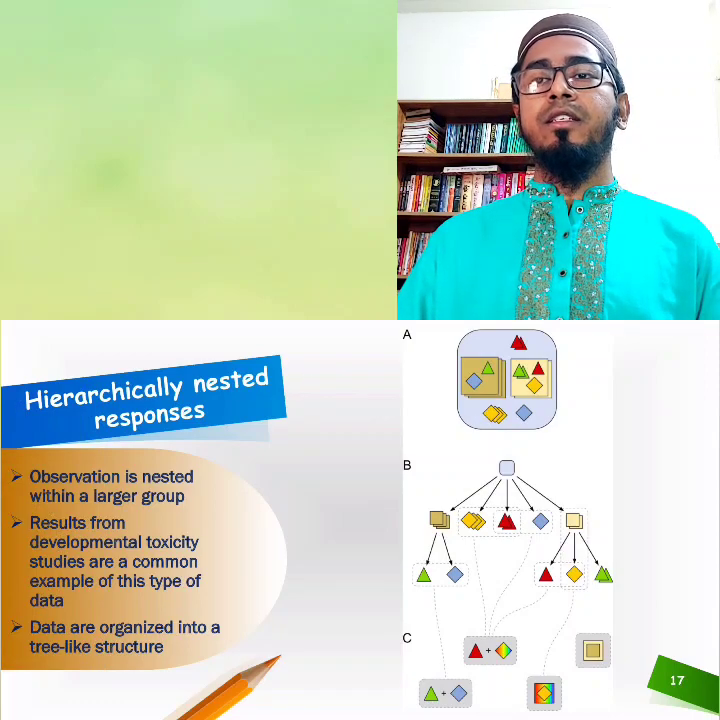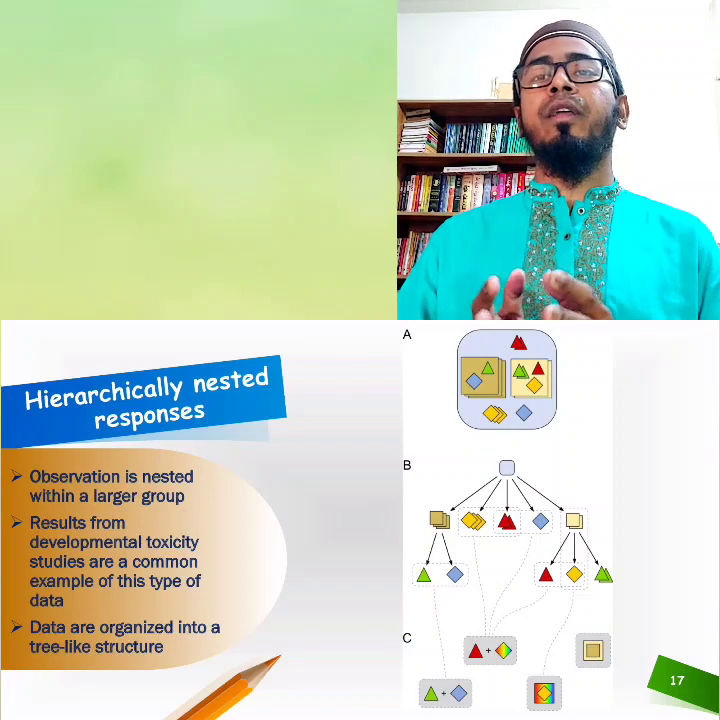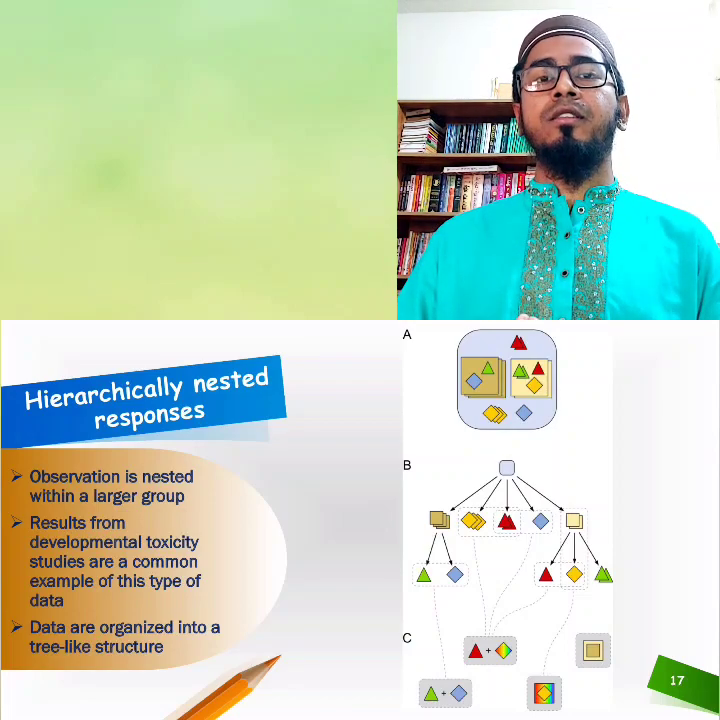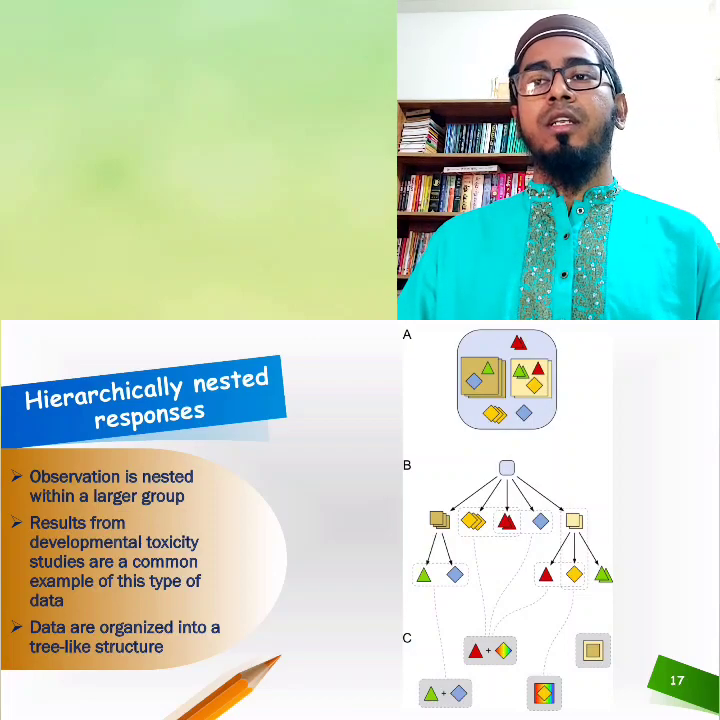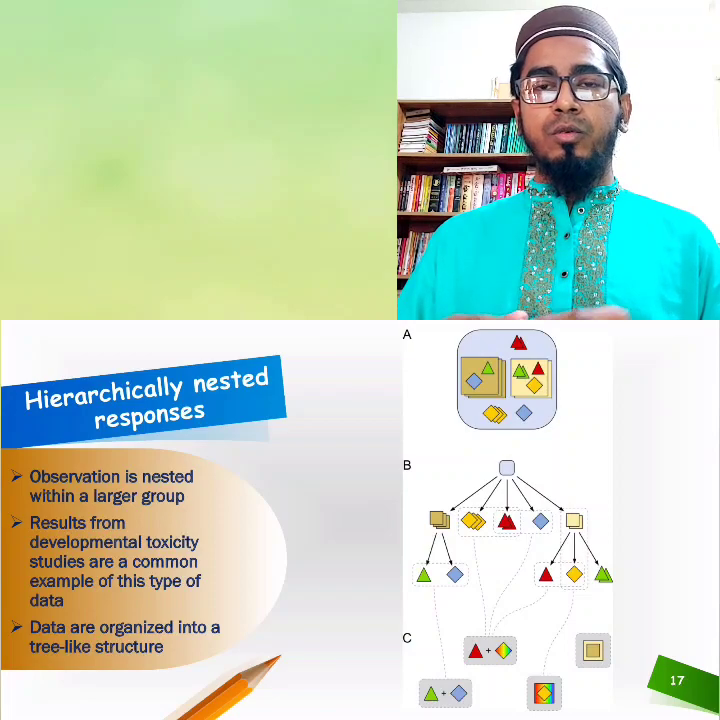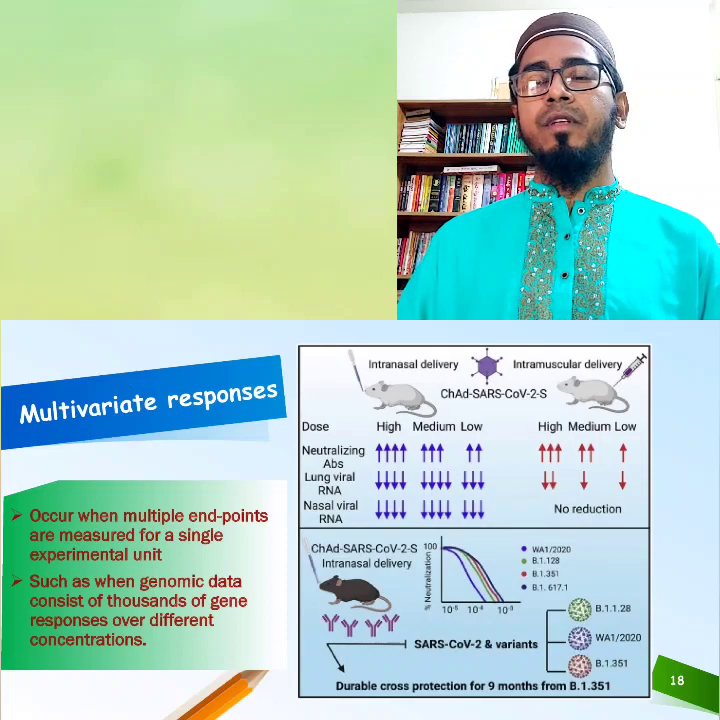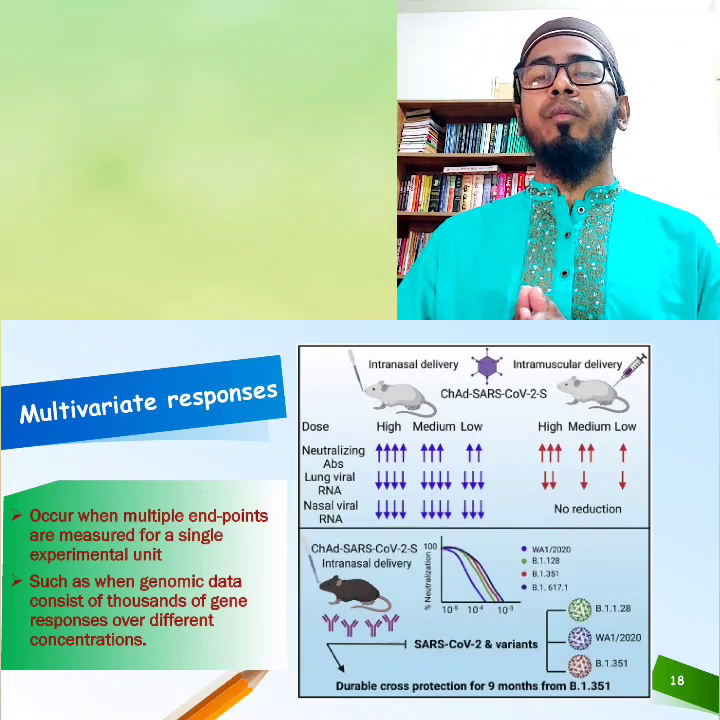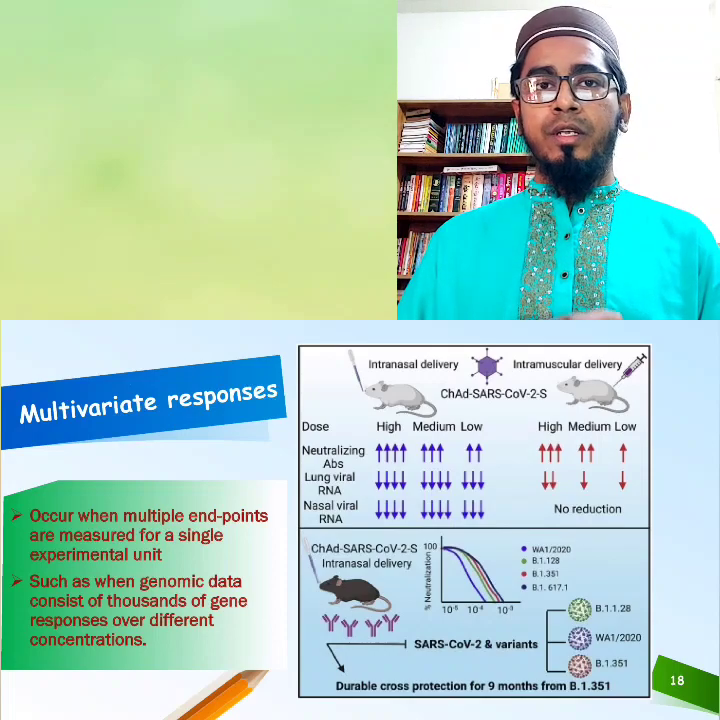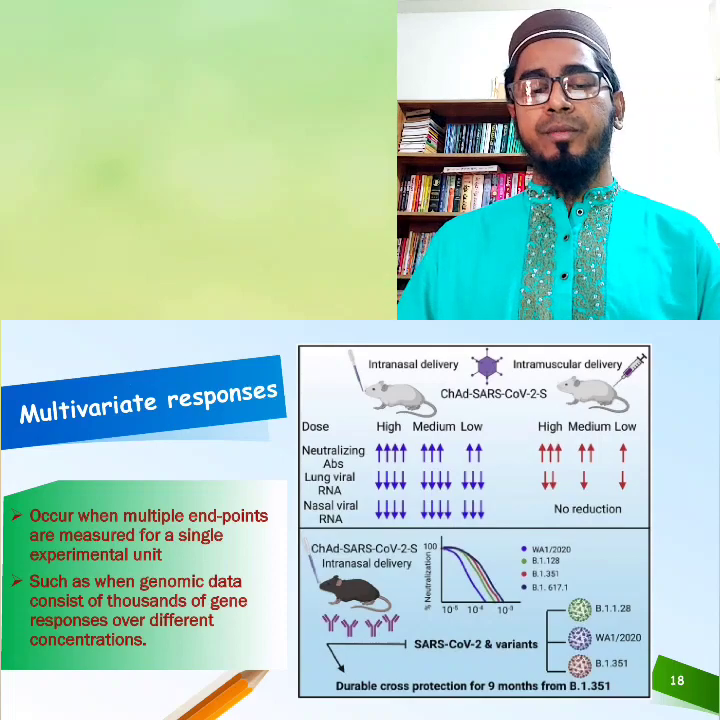Then hierarchically nested responses. Nested data or clustered data occur when the observation is nested within a larger group. Results from developmental toxicity studies are a common example of this type of data. Data are organized like a tree structure. The last one is multivariate responses. These occur when multiple endpoints are measured for a single experimental unit, such as when genomic data consists of thousands of gene responses over different concentrations.